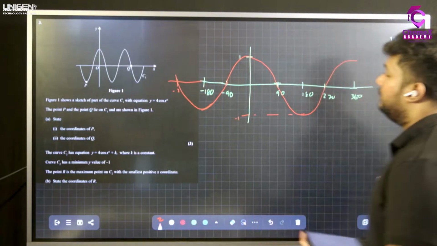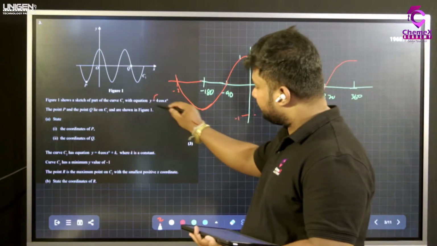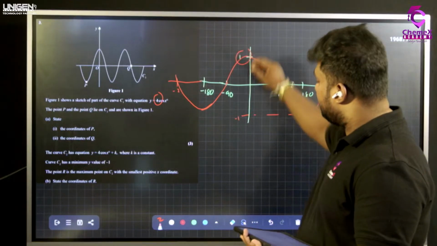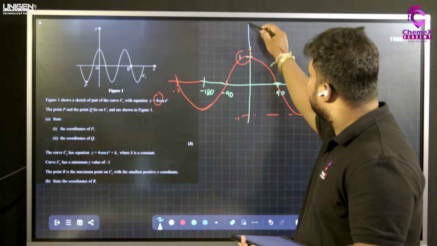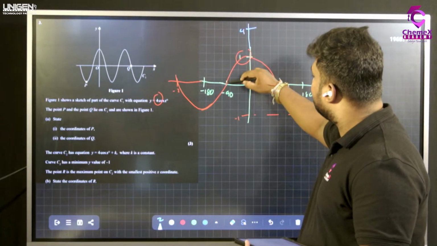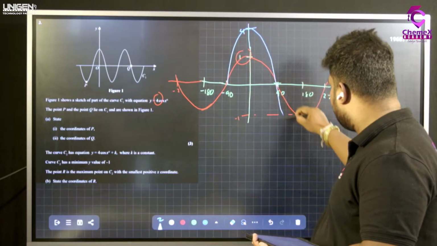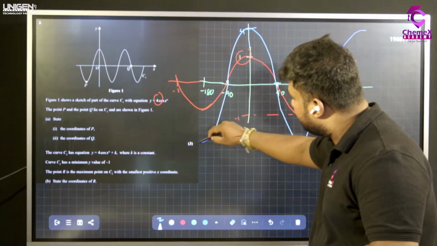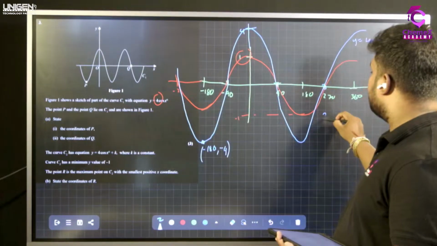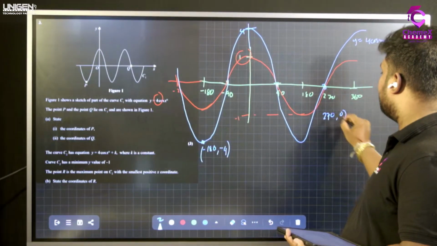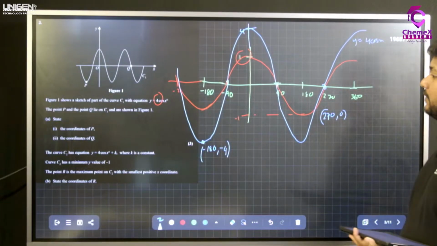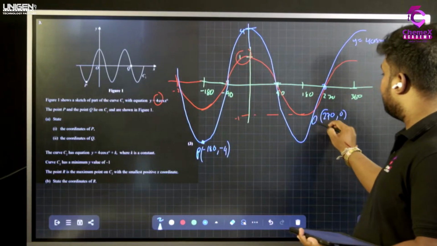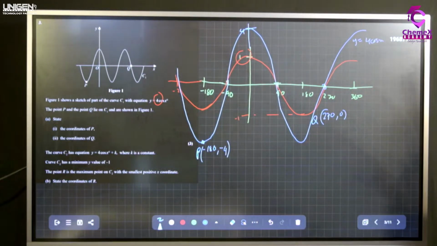Now 4 cos x means each y value is being multiplied by 4. Since it was 1, this time what will it be? It will cut through 4. Minus 4. Again 4. Minus 4. Like this. So that's 270 comma 0. Do you understand or not? This is going to be the P. This is going to be the Q. Anyone has questions?